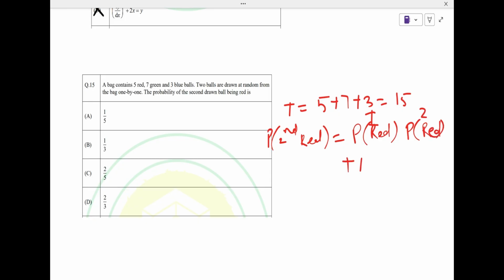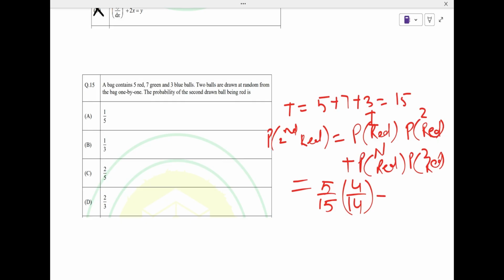But the first ball is not red, but the second should be red. Now, if your first ball is red, the probability of a red ball is 5 by 15. Now, one ball is taken outside, so red balls become 4 and total balls are 14.